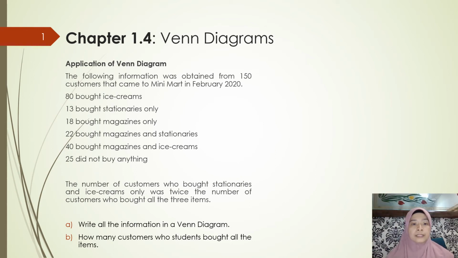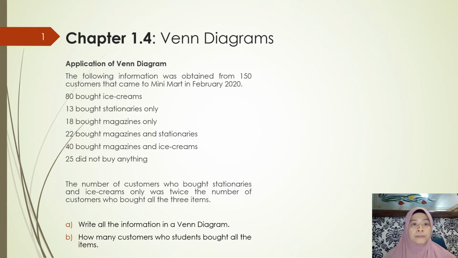Okay, in this example, we look at the application of Venn diagram when it consists of more than 3 objects. Okay, so now we go through the information that we have. In this information, we have 150 customers that came to the mini mart in February 2020. So 80 bought ice cream, 30 bought stationeries, and then 18 magazine only. So be careful with the word only.